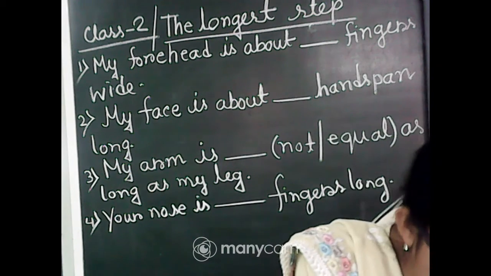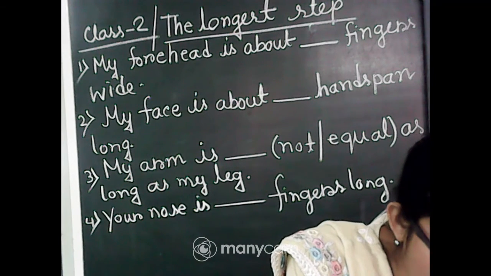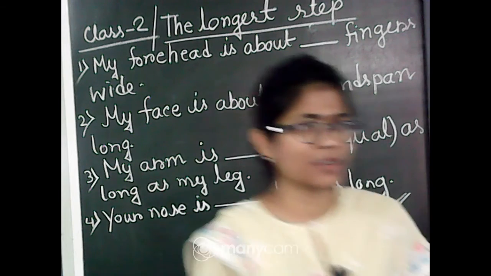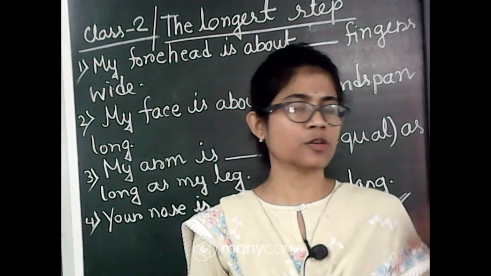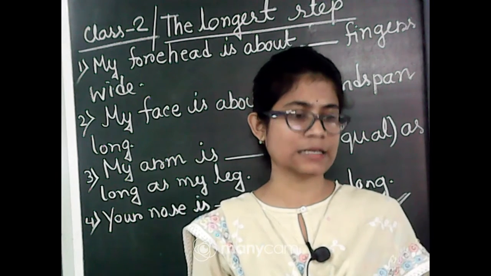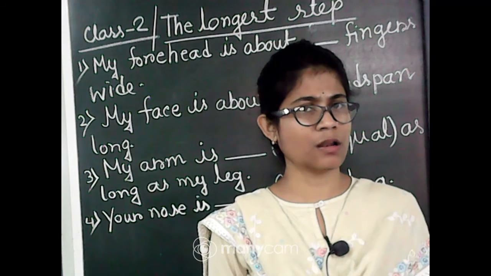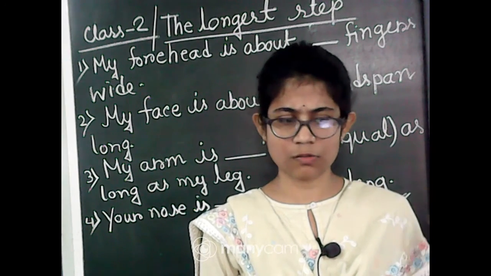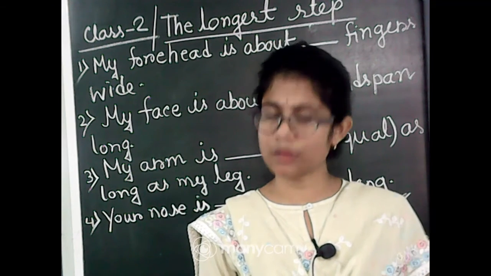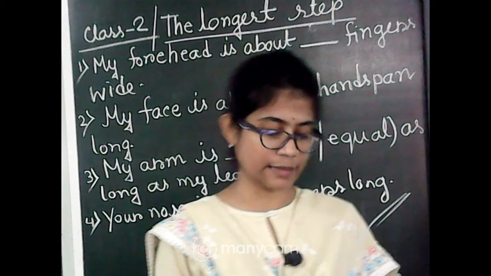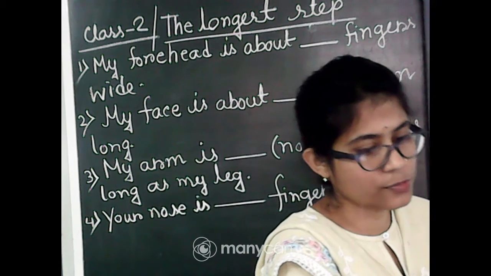My face is about 1 handspan. Okay, my arm is equal as long as my leg. Oshmi, is it really true that your leg and your hand both are the same in size? Because usually our leg length is longer than our hand length. Just check it once. Your nose is 4 fingers long.